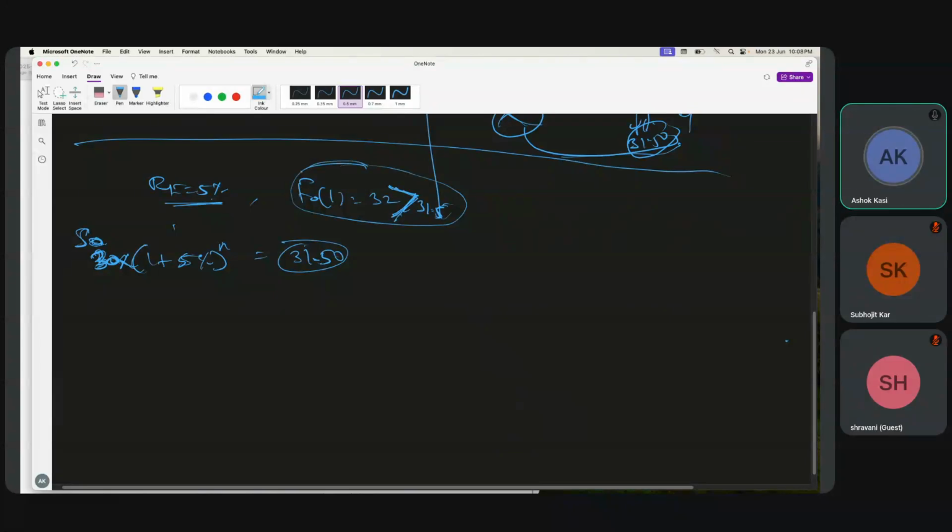So that means the forward market is not trading at the no arbitrage price. Okay, forward market is not trading at no arbitrage price. So how will I take advantage of this situation now? Let's see.